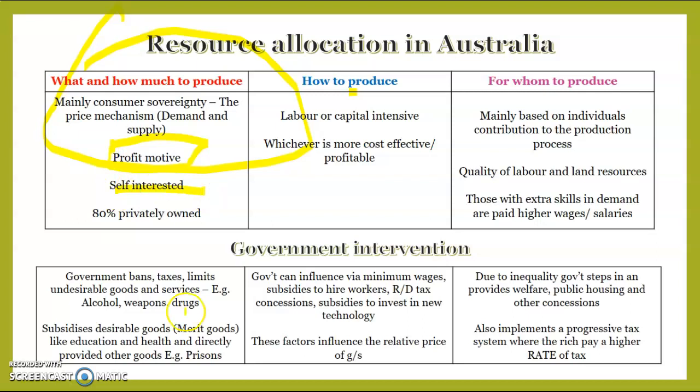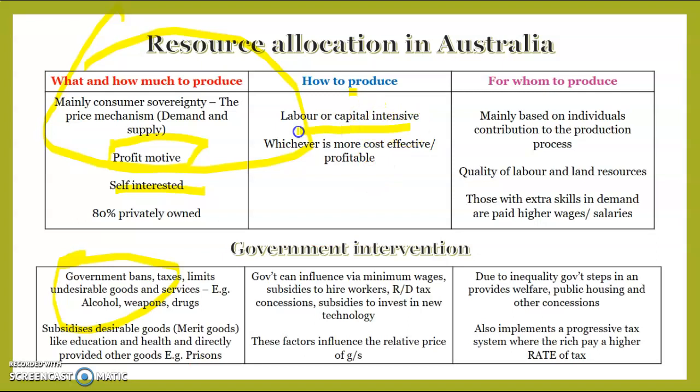The government also steps in, though, because as we know, there are products with positive and negative externalities. So they will ban certain undesirable products that are bad for our living standards and also provide subsidies or support to try and encourage us to provide things like education, healthcare, and things like that.